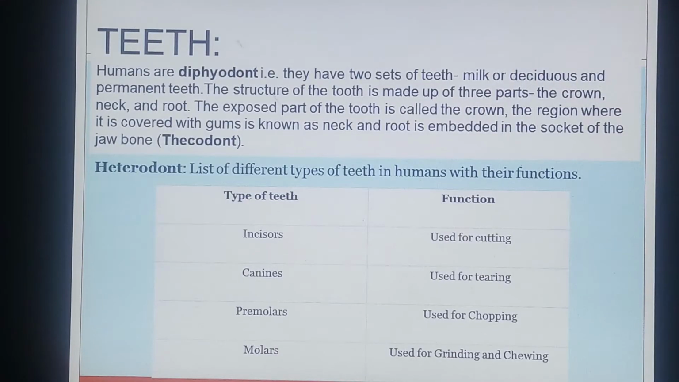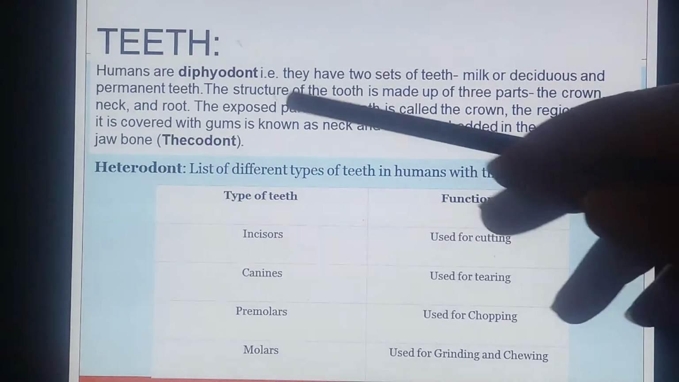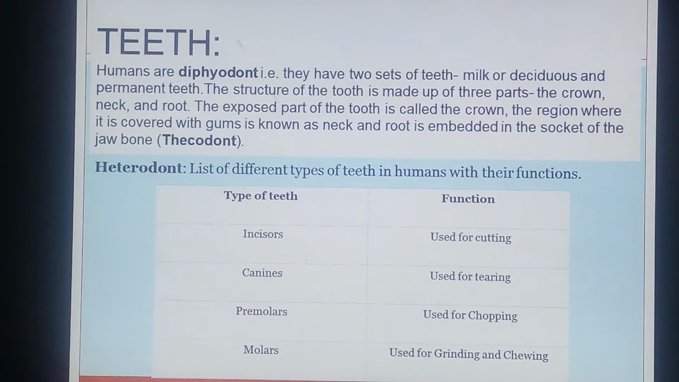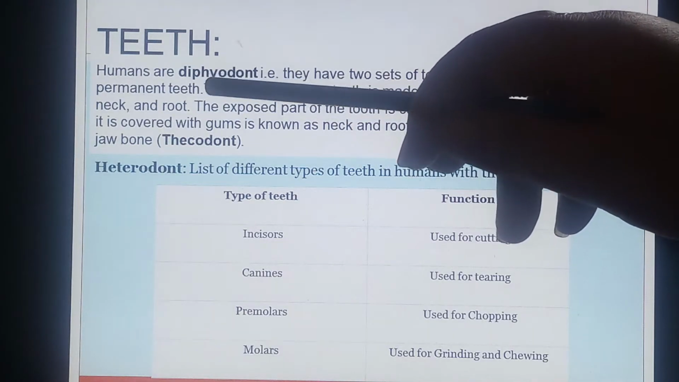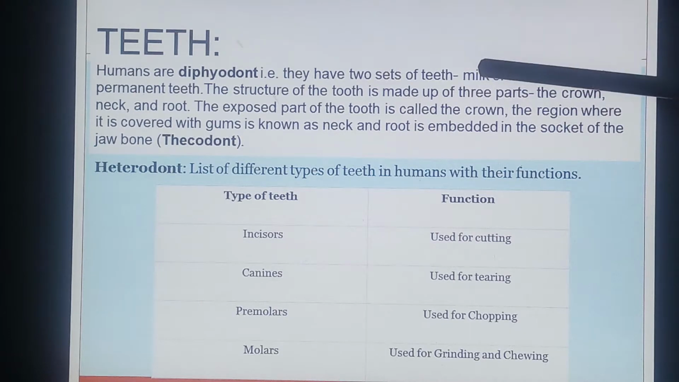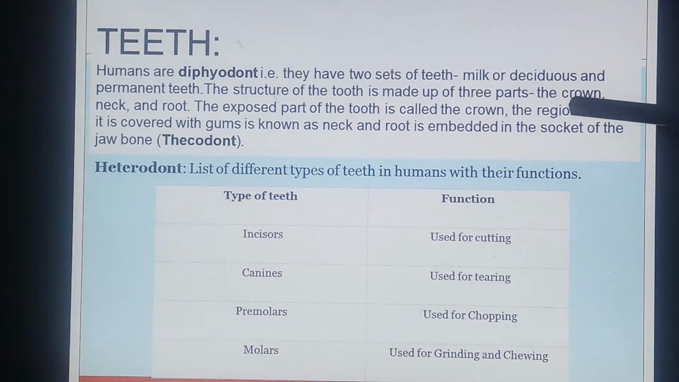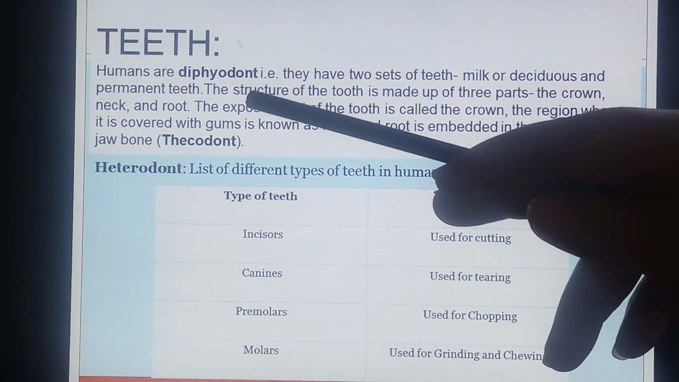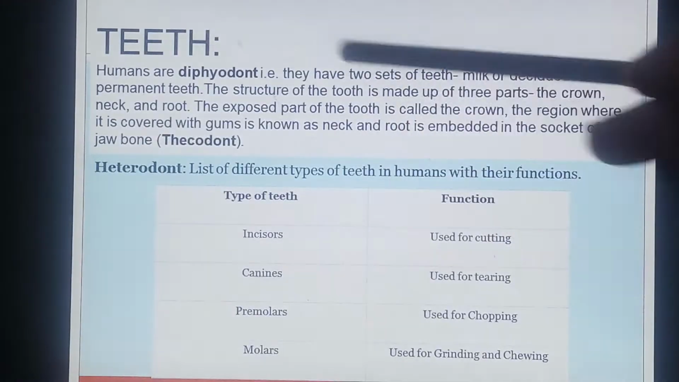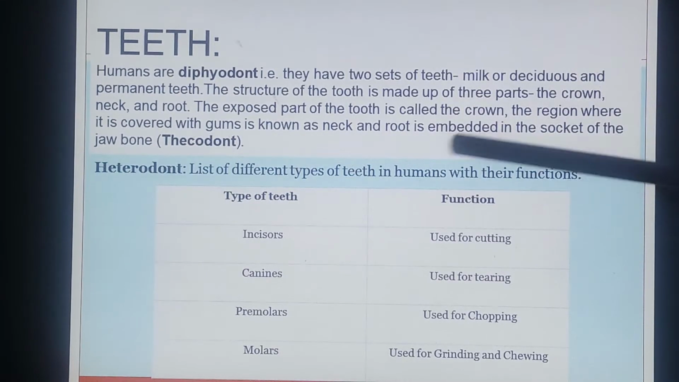Then the important thing is teeth. In case of humans they are diphyodont. Diphyodont means di means two, so here the term means it has two sets of teeth. We know that humans have two sets of teeth: milk or deciduous teeth, which will fall off or shed, and the permanent teeth. If we talk about the structure, it is made up of three parts: the crown, the neck and the root. We are all aware of the structure.